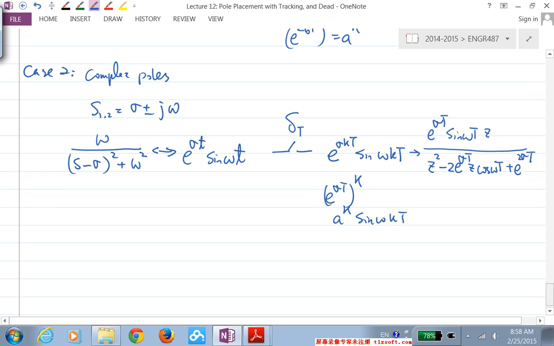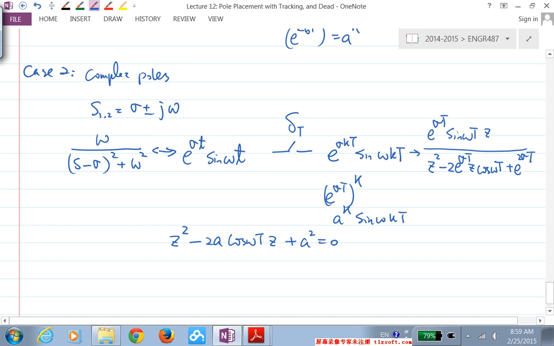But either way, if I'm interested in the pole location of this Z transform, Z squared minus 2a cosine omega T times Z plus a squared, you set this equal to 0 and solve for Z. That's the poles. So this is the poles of the continuous system. And what will be the poles of the discrete one?